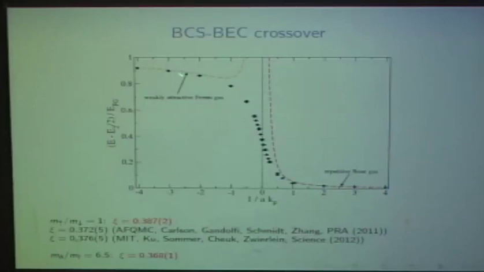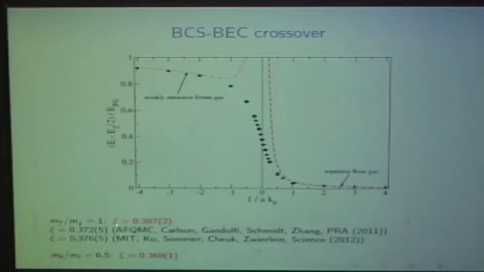So this is the BCS-BEC crossover that we got, in this case for the lithium-potassium mixture. Here I'm plotting the energy as a function of the inverse of the scattering length, and the two colors are the results obtained at two different effective ranges. Only by looking at this plot qualitatively, we see that we recover the weakly attractive Fermi gas in the deep BCS region, and we recover the repulsive Bose gas in the strong coupling, and then there is the crossover.